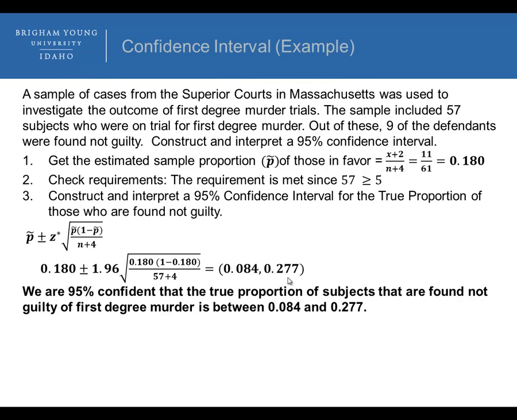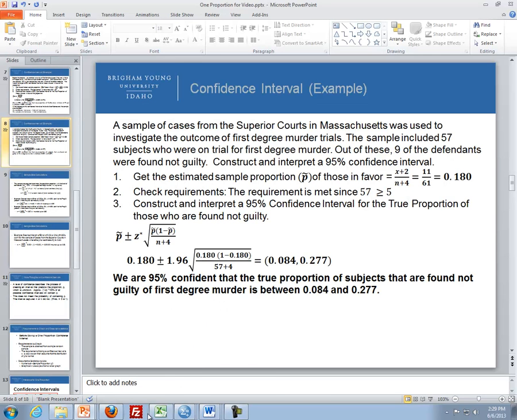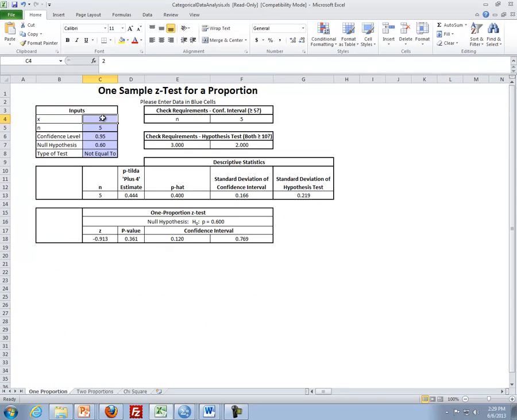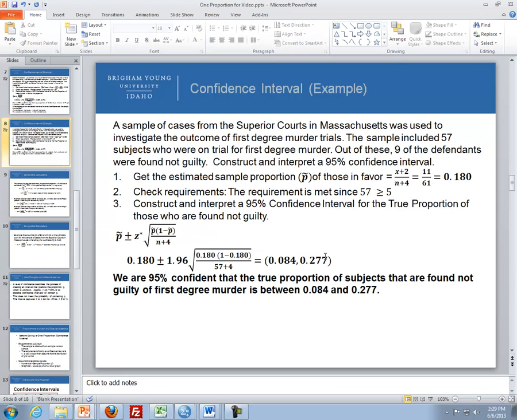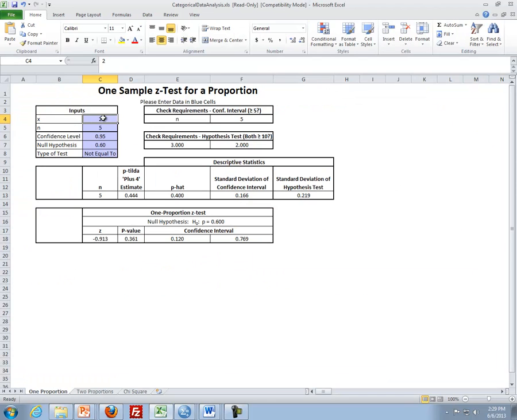Now, I want to go to a spreadsheet that is available to you in iLearn, and if you have questions of where to get it, you can talk to your instructor or your TA. We can use this tool in Excel to calculate that confidence interval for us. All we need to do is input what x is and what n is. If we put in 9 for x and 57 for n, we get a confidence interval here.